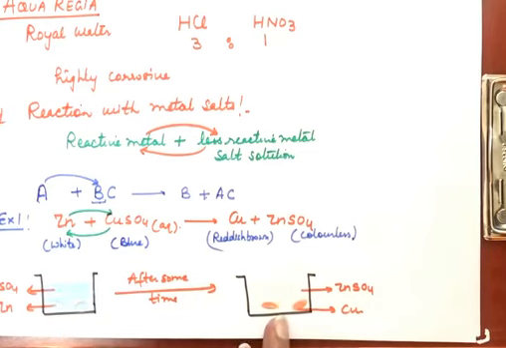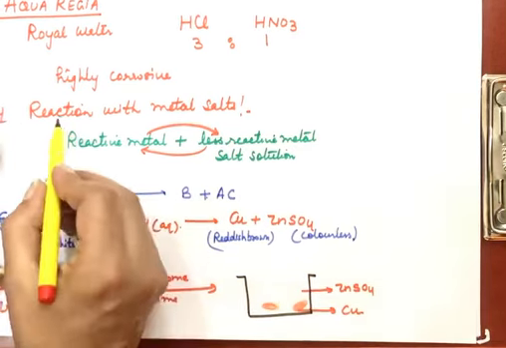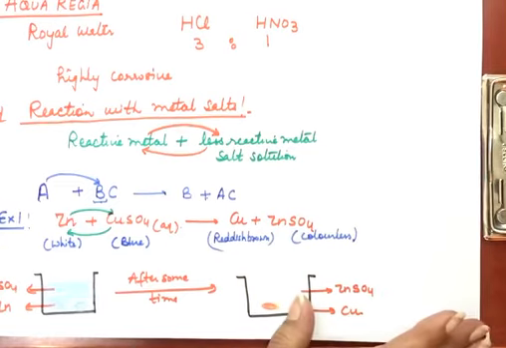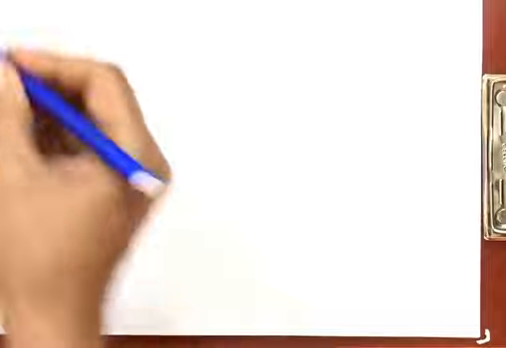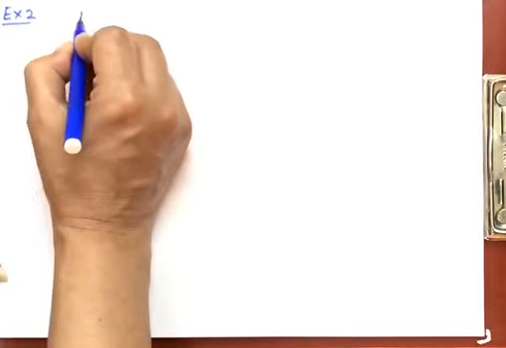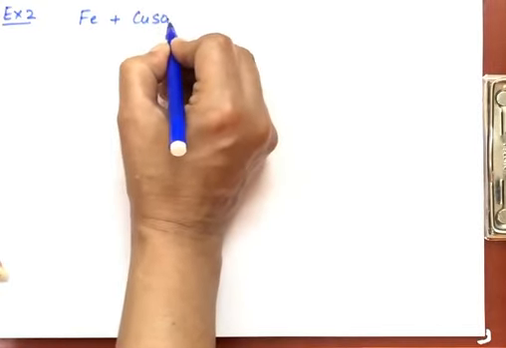So this is a chemical reaction that is taking place, but this can happen only if the metal here is more reactive than the metal which is in the salt solution. So this is one example of reaction of the metals with the metal salts. One more example I'm taking, example 2. If we take, for example, iron metal, and to this we add copper sulfate.